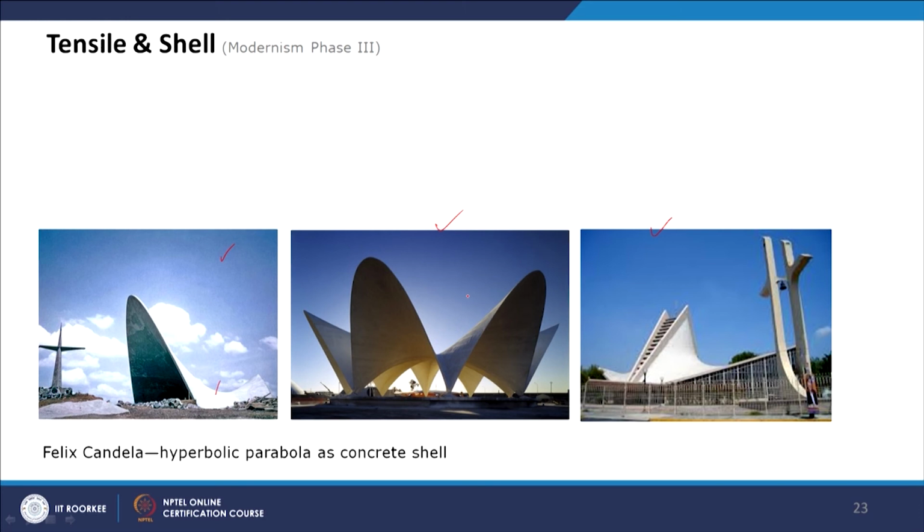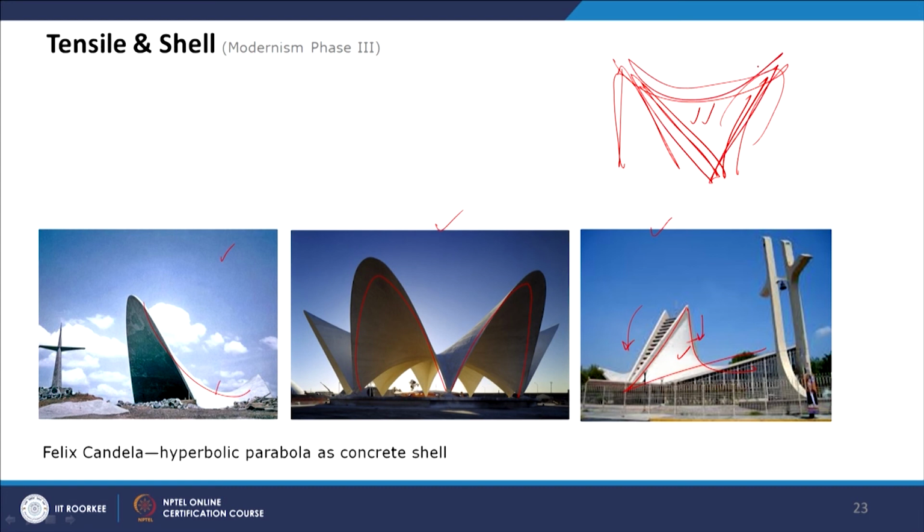These are concrete shells. There is one hyperbolic parabola. There is a series of hyperbolic parabolas intersecting each other. There is one hyperbolic parabola. If you take this hyperbolic parabola and cut one section from here and only take this part, you will get this hyperbolic parabola. And then two identical pieces of this form create the shape of this building.